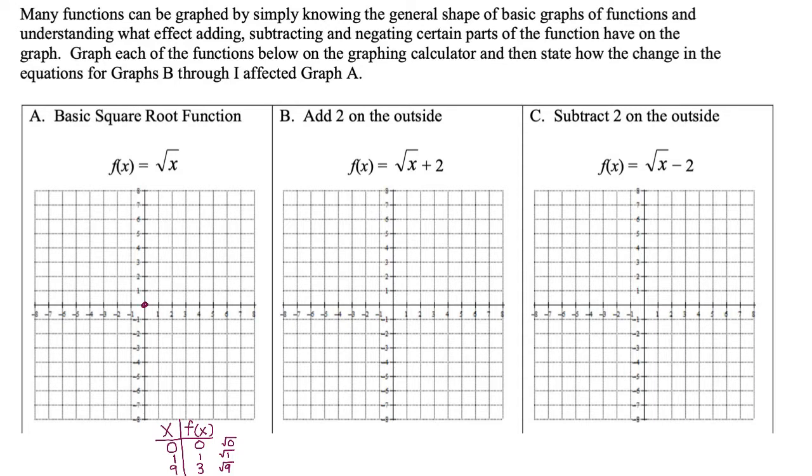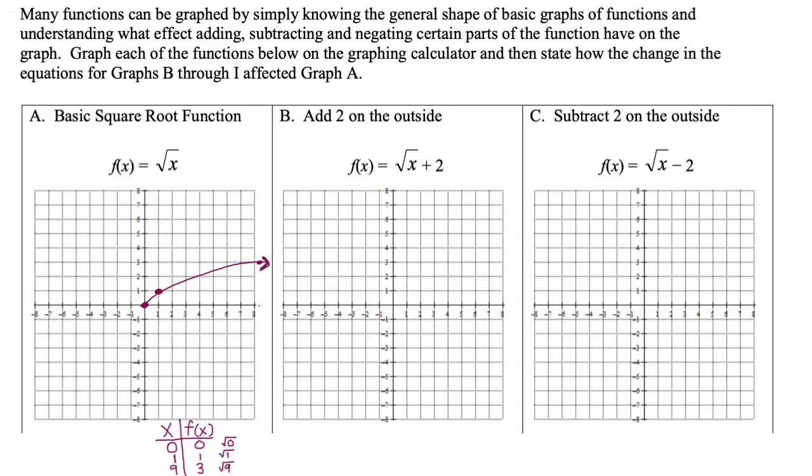And so we're going to put these together, and we're going to have our points 0, 0. We're going to have the point 1, 1. And then we're going to have the point 9, 3. And so we're going to go over 9 and then up 3. And so we're going to have our square root function, and we're going to draw it in the best we can. And we're going to have something that looks like that. Notice we have it closed on the left side and an arrow on the right side.